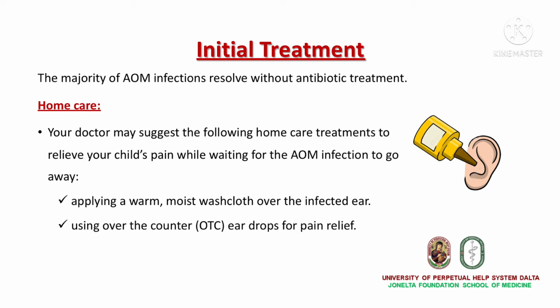Initial observation is also used, especially in children who are 2 years or older with mild symptoms, and infants 6 to 23 months old with unilateral mild acute otitis media. In these cases, we generally go for initial observation for 48 to 72 hours. During this time, we will advise the attendant, like the mother of the child, to apply a warm, moist washcloth over the infected ear, and also to use over-the-counter ear drops for pain relief.